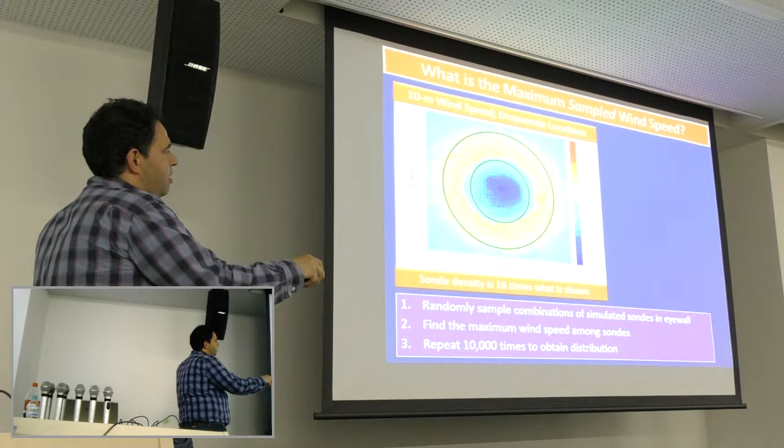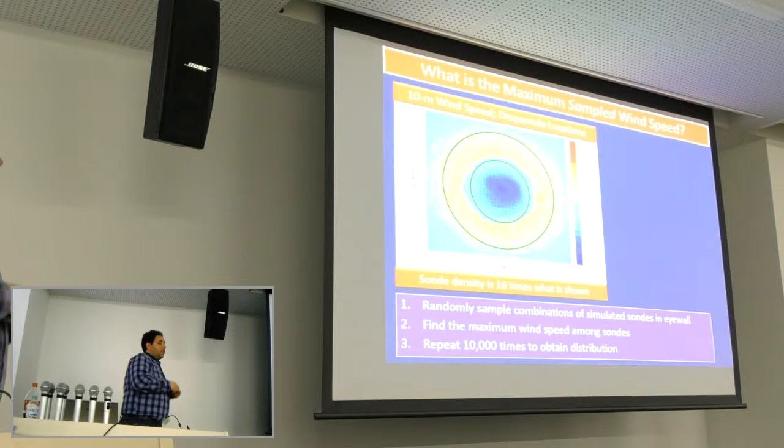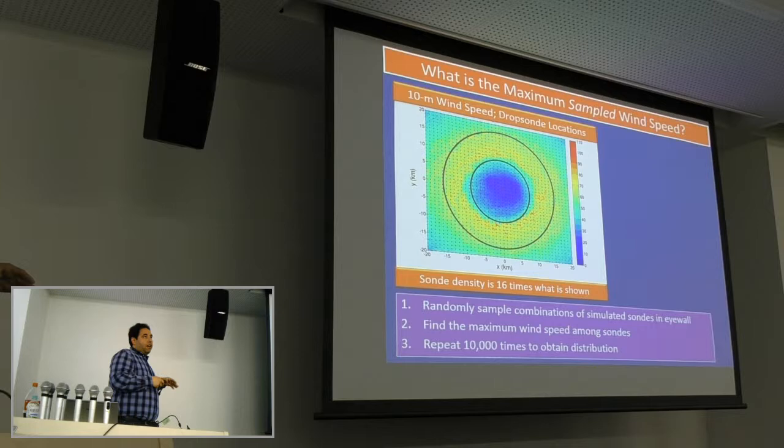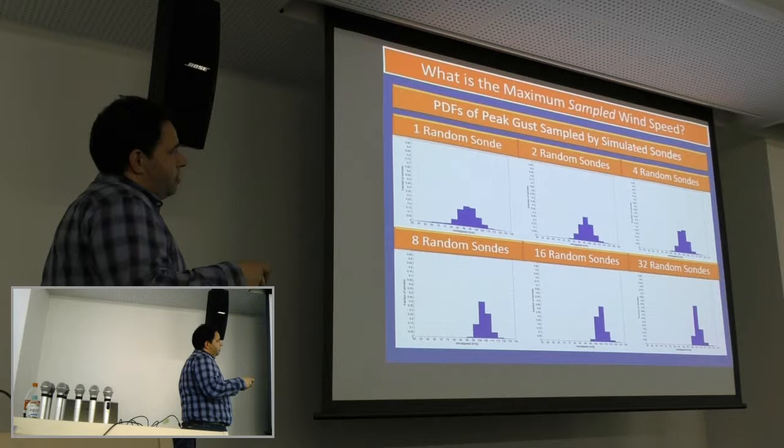And then I repeat this experiment 10,000 times doing the random sampling to get a distribution of what the peak wind speed is that you would expect to find if you sampled with one sonde, or with two sondes, or with four, or eight, or 16, or 32 sondes. So this is the distribution of the peak gust sampled by different combinations of random sondes.